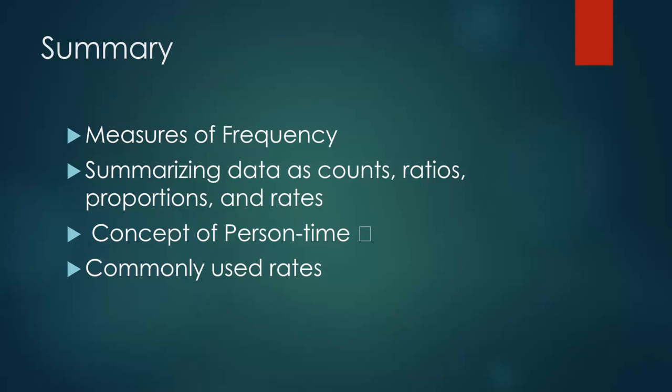Okay, so in summary, in Module 3, we've covered measures of frequency. We've learned how to summarize data as counts, ratios, proportions, and rates. We've covered the concept of person time, and we've briefly touched upon commonly used rates. Before moving on, it's really important that you make sure you understand the differences between these different summarization methods and how to calculate them. I would definitely recommend doing the practice problems and reaching out to myself or any of your instructors if you're having trouble at this point in time.